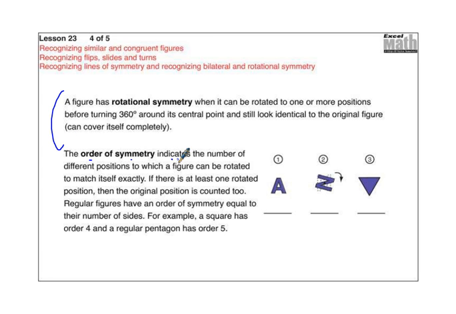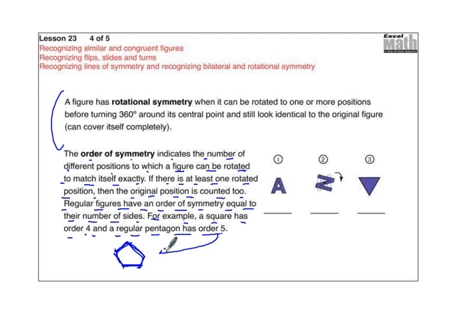The order of symmetry indicates the number of different positions to which a figure can be rotated to match itself exactly. If there is at least one rotated position, then the original position is counted too. Regular figures have an order of symmetry equal to their number of sides. We talked before about a regular pentagon. A regular pentagon has 5 sides, so its order of symmetry is 5, since that's a regular shape. For example, a square has order 4 and a regular pentagon has an order of 5, like I just showed you right there. All right, what's all this stuff talking about? Rotational symmetry, order of symmetry.